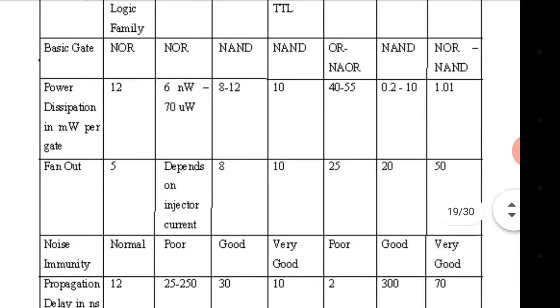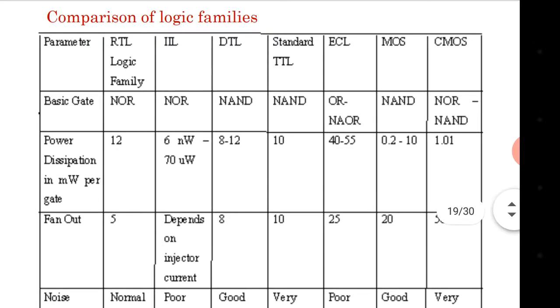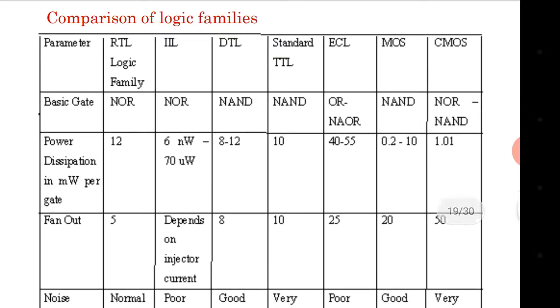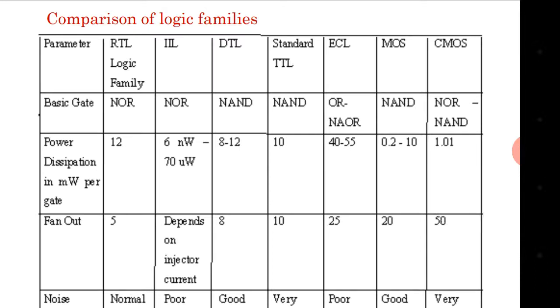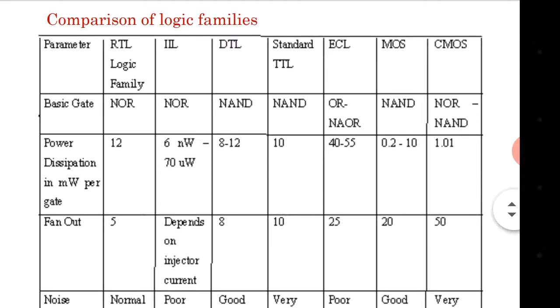Power dissipation is given in milliwatt per gate. For RTL it is 12 milliwatt. For I square L it is minimum, in nanowatt.